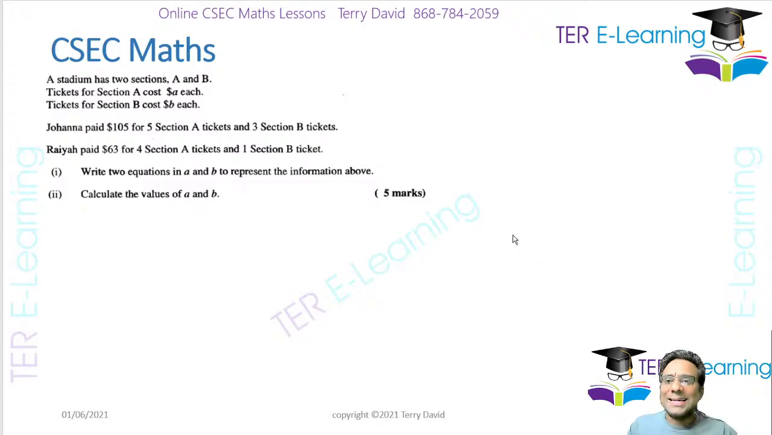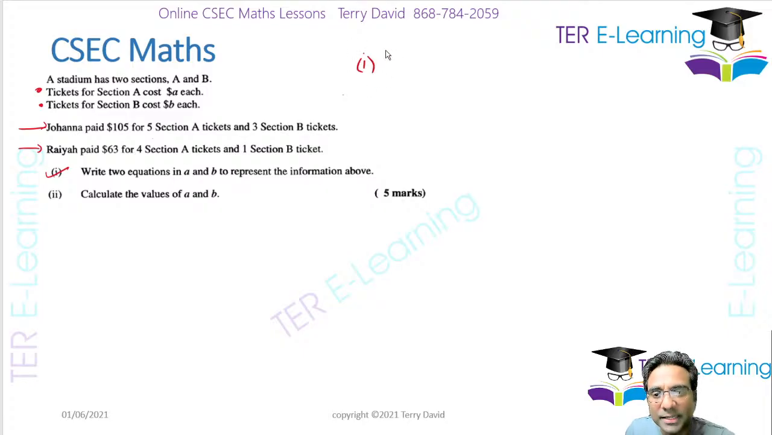All right, so a stadium has two sections, section A and section B. The tickets in section A cost $8 and the tickets for section B cost B dollars. Johanna paid $105 for 5 section A tickets and 3 section B tickets. So they're giving us some information here that we could probably use to come up with two equations. They said write two equations in A to represent the information. So that's what I'm going to do.